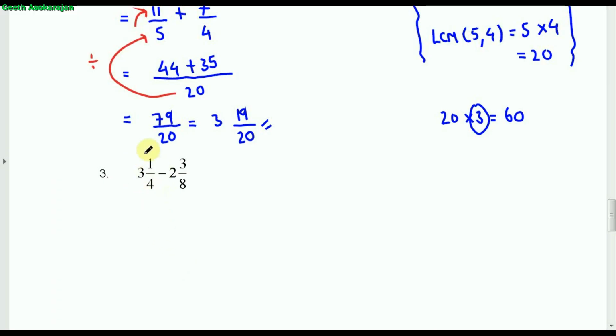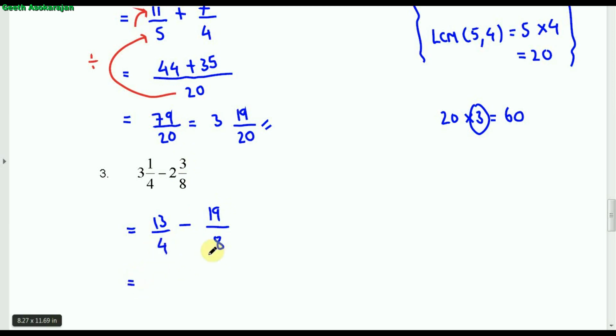Right, with number 3, let's convert both to improper fractions, starting with the 3 1/4. So I'll write down that 4 here. 4 times 3 is 12. 12 plus the 1, 13. Minus, so a minus. For the second fraction, I'll write down that over 8 here. 8 times 2 is 16, plus the 3, 19.